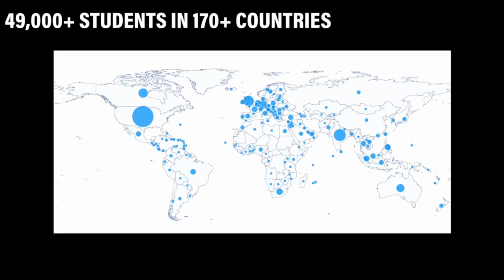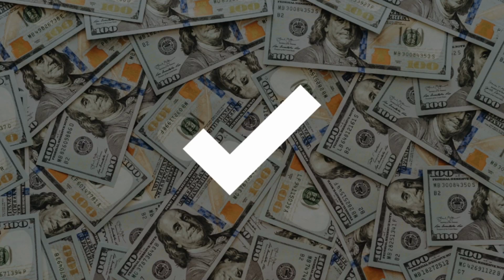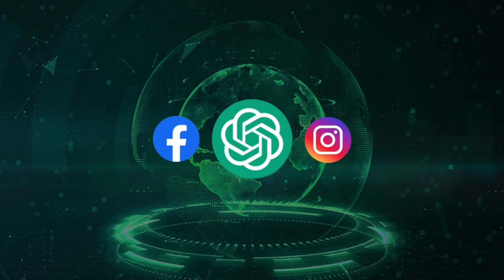My courses have over 49,000 students from over 170 countries, and my coaching clients have made millions of dollars in combined sales. ChatGPT is the biggest artificial intelligence platform right now, and Facebook and Instagram ads is the best advertising platform in the world. When you combine these together, you can get incredible results very quickly.